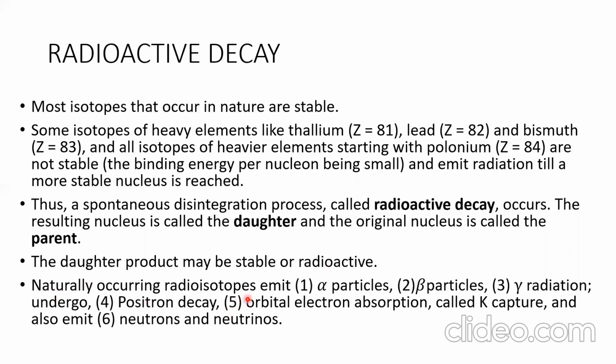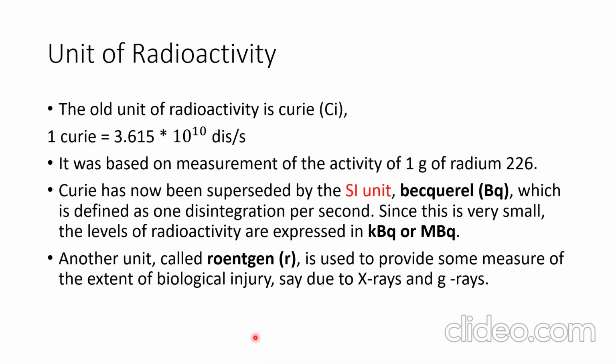Naturally occurring radioisotopes emit alpha particles, beta particles, gamma radiation, or they undergo positron decay. They will emit positrons. Orbital electron absorption may be there, that is K capture, and they also emit neutrons and neutrinos. In the next lecture we will see what positrons and neutrinos are. Next lecture we will see units of radioactivity.